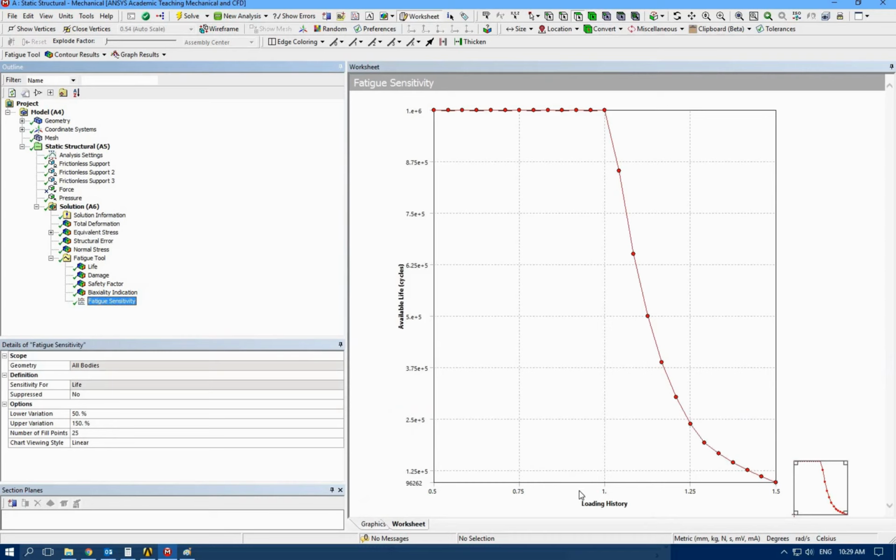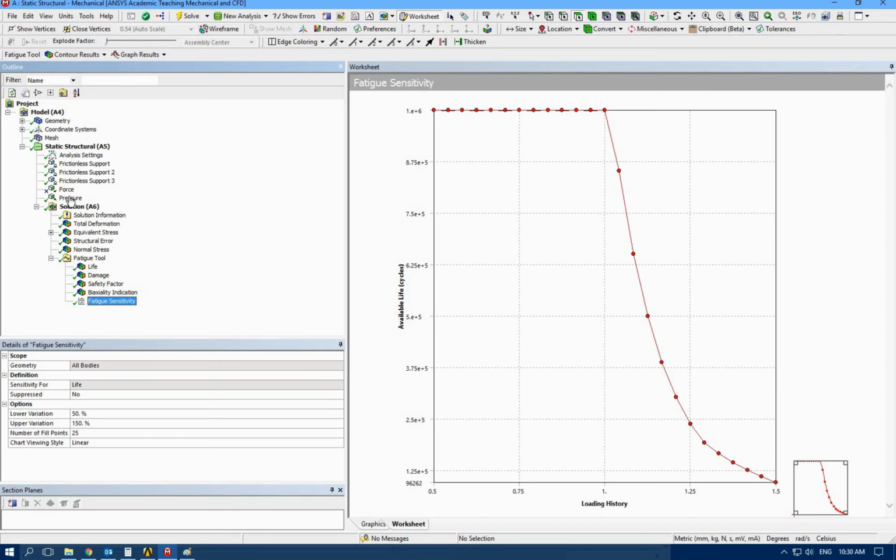If I decrease it, the number of cycles won't change. I already reached the infinite life. If I increase it to 1.25% of the current, the life is going to dramatically decrease. So using this fatigue sensitivity, you can easily calculate and find which load is the proper load to have infinite life.